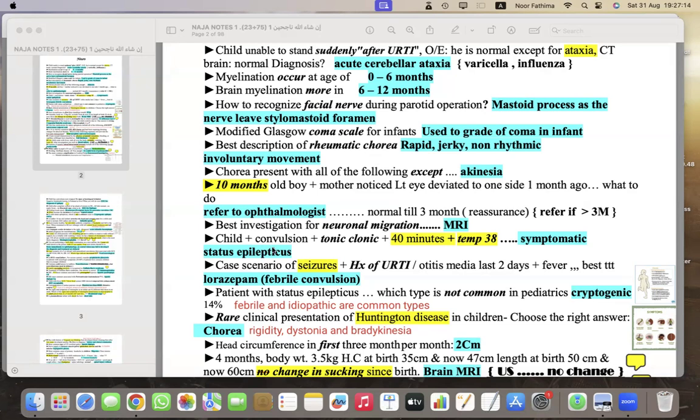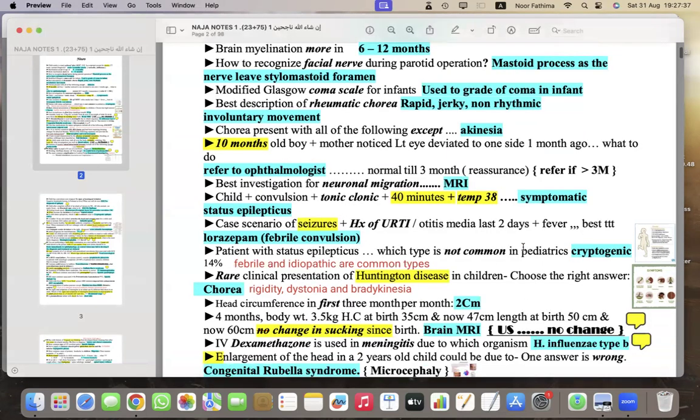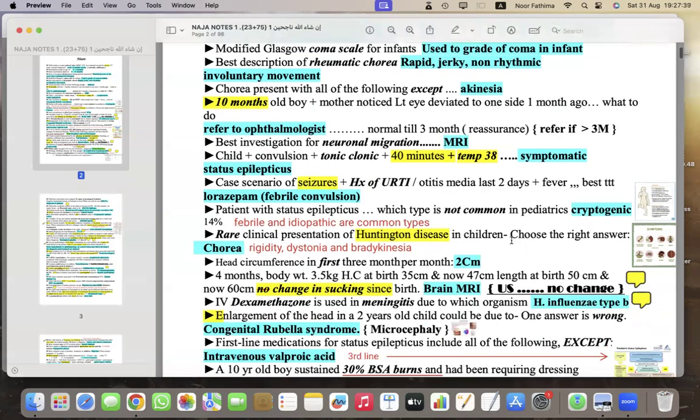Next question. Child has a tonic-clonic convulsion for 40 minutes, temperature 38. It can be febrile convulsion, which is a prolonged febrile convulsion. So it is symptomatic status epilepticus.